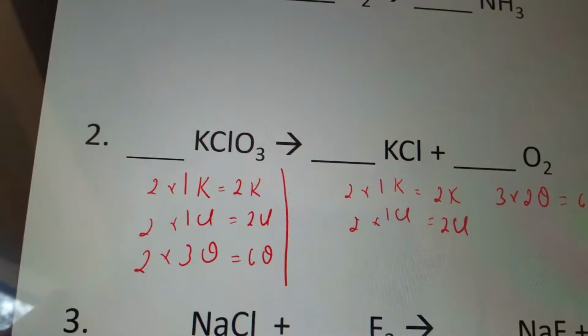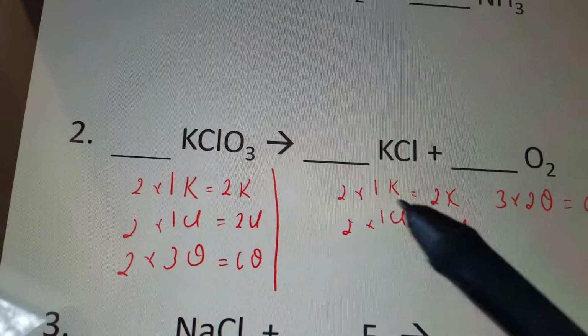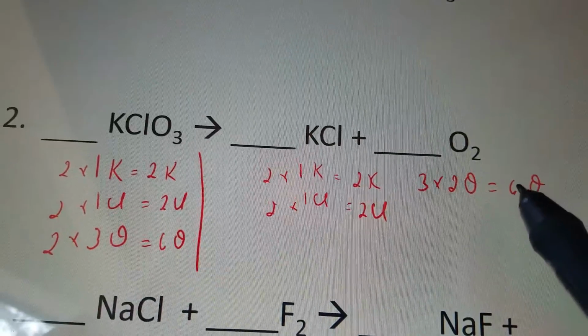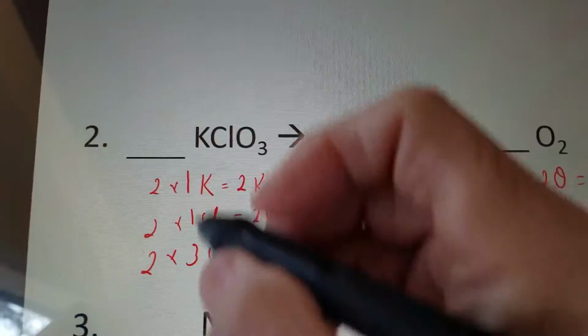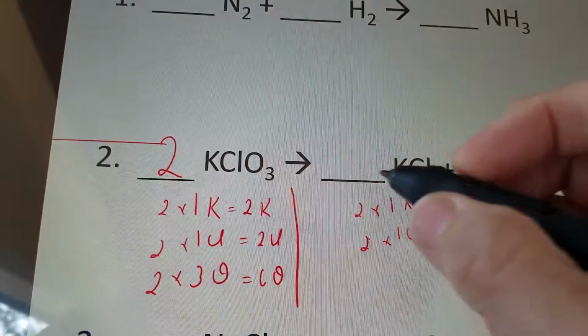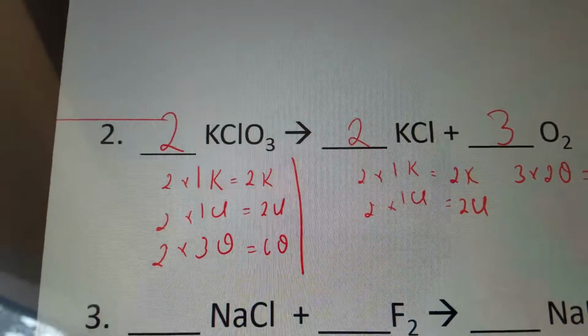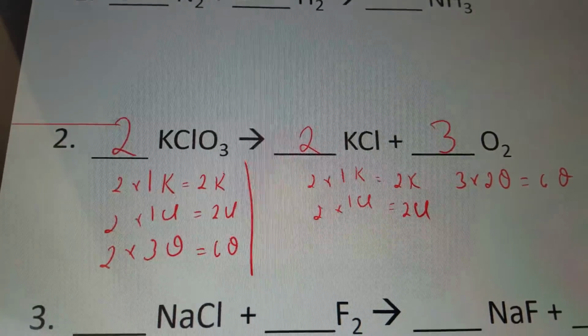Again, both of these are in the same compound, so they both get multiplied by 2. And now that's going to balance out this equation. So I have 2 potassiums, 2 chlorines, 6 oxygens. I have it balanced. So on this one, I multiplied this by 2. Here I multiplied this by 2. And here I multiplied this by 3. So these would be the coefficients for this balanced equation.